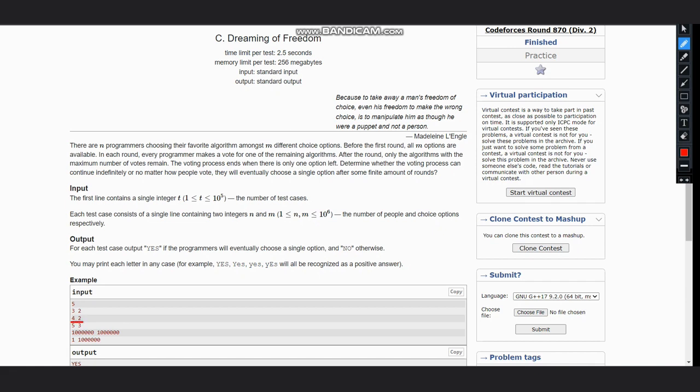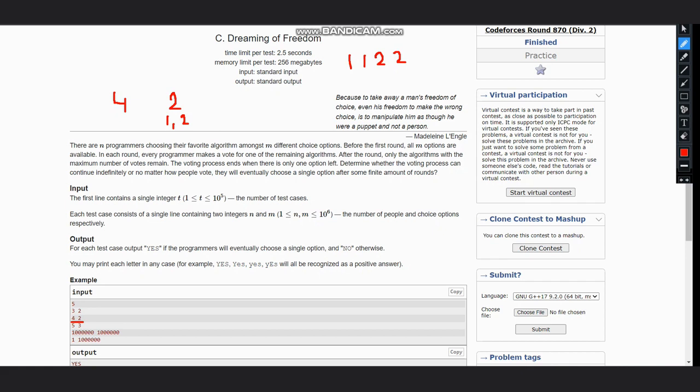We have the example of 4 and 2. So let there be 4 programmers and 2 different choices. In this case, we can have a condition where programmer 1 votes for 1, as there are 2 options, so the 2 options would be 1 and 2. Programmer 2 can also vote for 1, programmer 3 can vote for 2, and programmer 4 can also vote for 2. So in this case, as you can see, the maximum number of votes are received by both options, so both options will remain available for the next round.